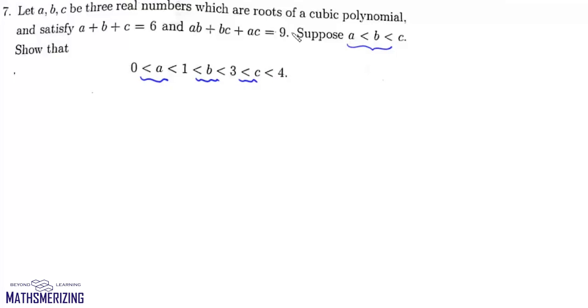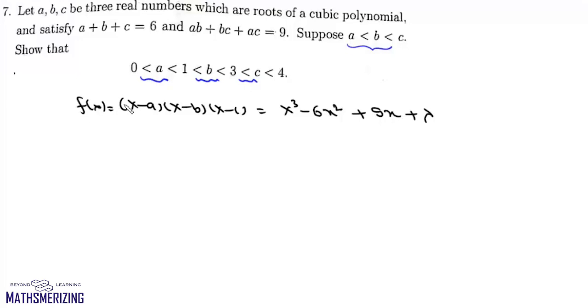Now we have a cubic polynomial whose roots are A, B, C. We can write (x minus A)(x minus B)(x minus C). It must be equal to x cubed minus S1, which is A plus B plus C, so it will be minus 6x square plus 9x, and then plus some constant, say lambda, and let this polynomial be f(x).